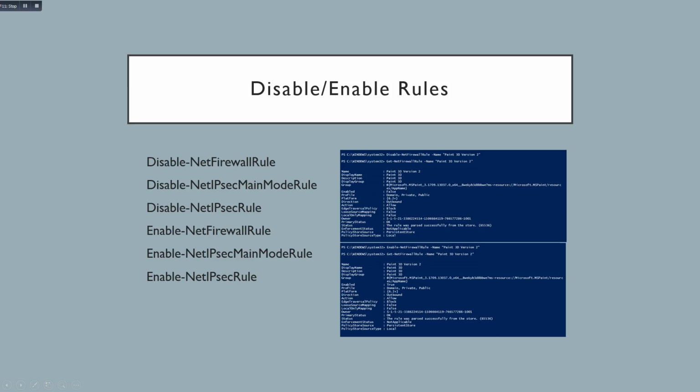You can also disable and enable firewall rules, which has either Disable or Enable in front of those, and again you can use it for main mode and IPsec. So we're going to go ahead and disable the firewall rule that we just did, so we do Disable-NetFirewallRule with the name of the Paint3D version 2, and I'm going to take a look at that rule, and we can see that about halfway down under enabled that it is set to false. So we have essentially disabled that rule, and on the other end of the spectrum, let's enable that rule now.